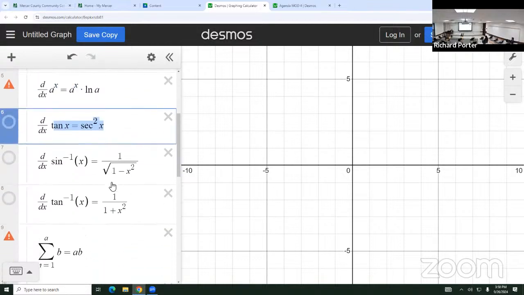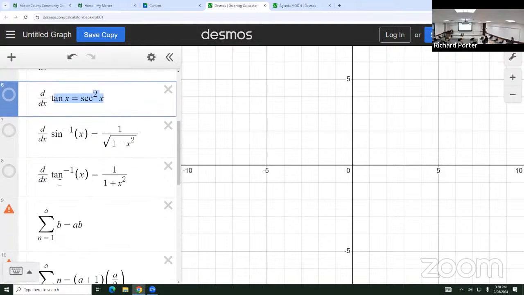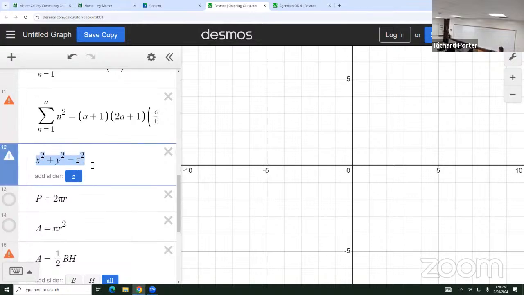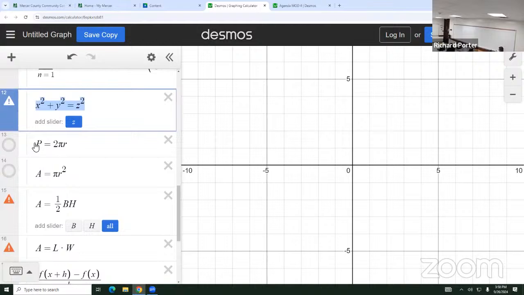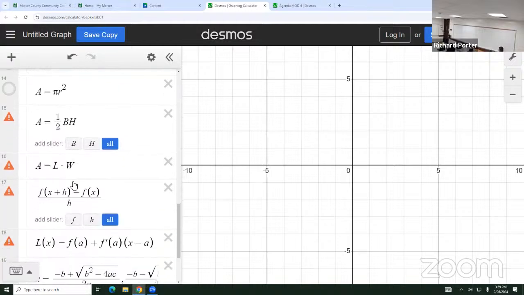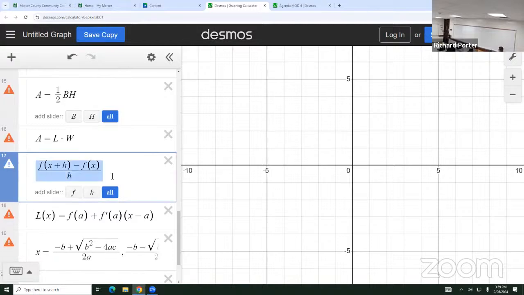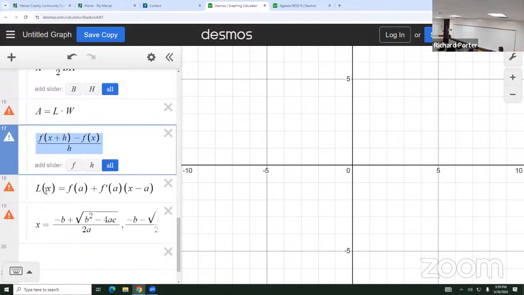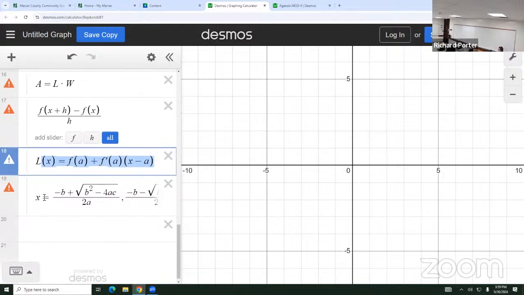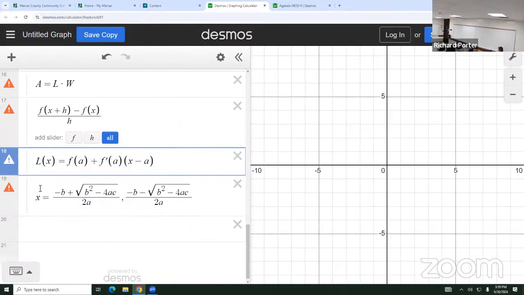This is derivative of tangent is secant squared. Derivative of the inverses, inverse sine, inverse tangent. These are summations that we use later on. This is the equation of a circle. That's perimeter, area of a circle. Area equals 1/2 base times height. So these are formulas that go right there. This is sort of the definition of derivative. You put the limit in there. This one we use, this is a linear approximation. We'll use that probably next week. And this is the quadratic formula, which again, I don't need to know that.